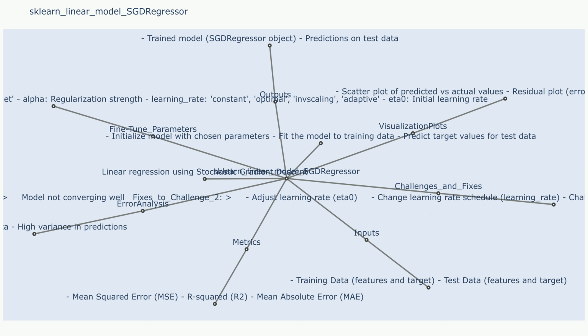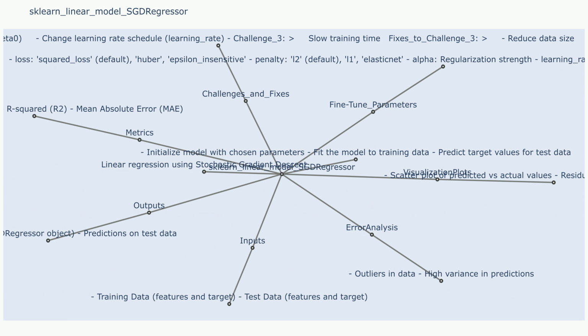Fine-tune parameters. Loss. The loss function to be minimized during training. Common options include squared loss, Huber, and epsilon insensitive. Penalty. The type of regularization to be used. L2 for L2 regularization and L1 for L1 regularization. Alpha. The regularization strength. A higher value indicates stronger regularization.